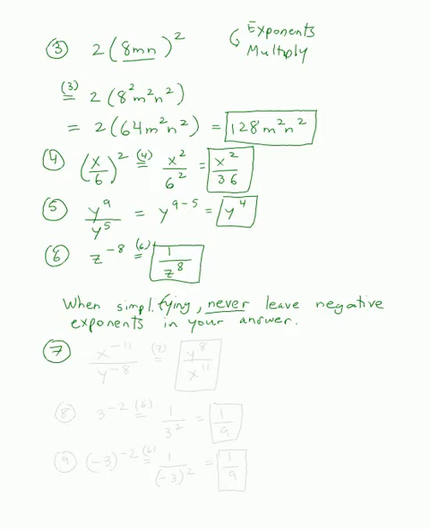Okay, let's keep going here. X to the negative 11th over y to the negative 8th. So in this problem, we have x to the negative 11th, y to the negative 8th. They're both negative powers, so we have to move them to the other side and make them positive. That's what rule 7 is for. So by rule 7, this becomes y to the 8th, and on the bottom we get x to the 11th. And that's it.